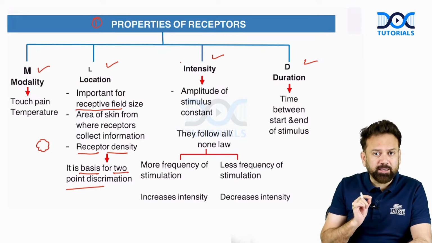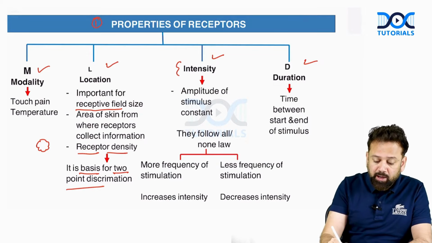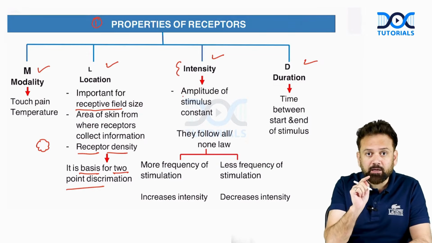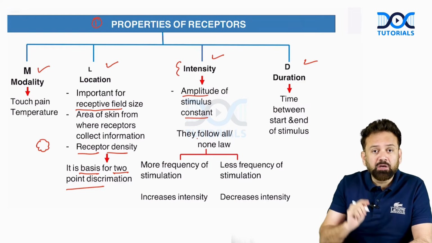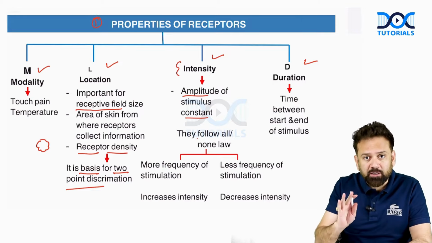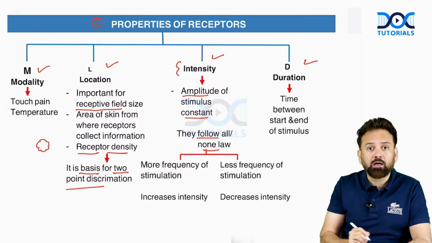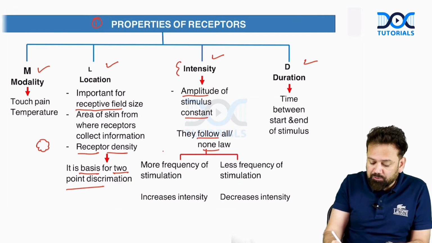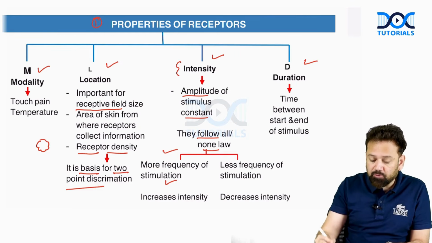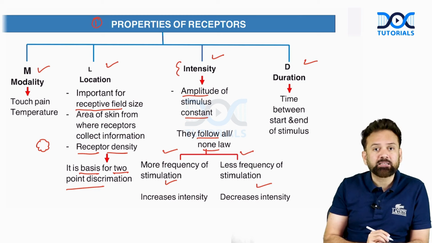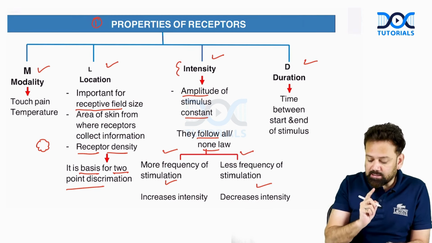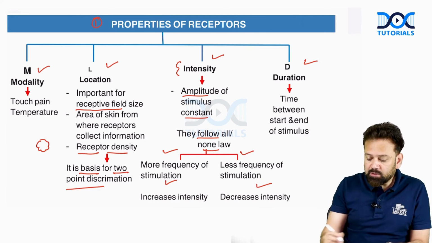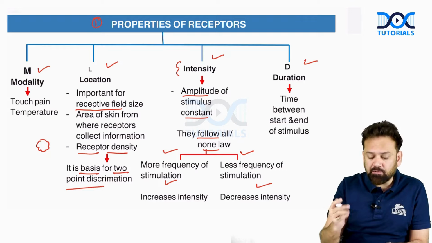What about intensity? If someone asks you that you have to increase the intensity, how can you increase the intensity? See, amplitude is a constant. Even if you increase the amplitude, intensity will not increase. Why? Because it follows all or none law. But frequency, more is the frequency of stimulation, better will be the intensity. Less is the frequency, less will be the intensity. So intensity can be increased by amplitude or frequency. Answer is, it is frequency. Then duration, time between start and end of stimulus.